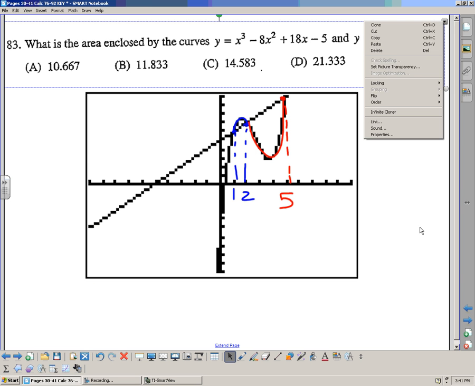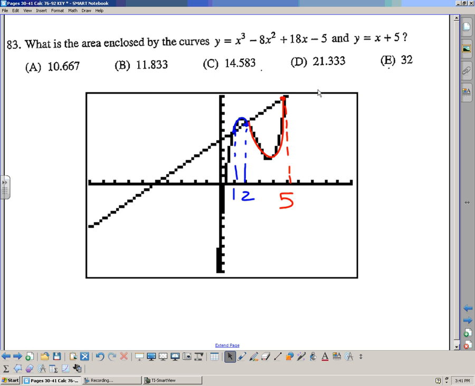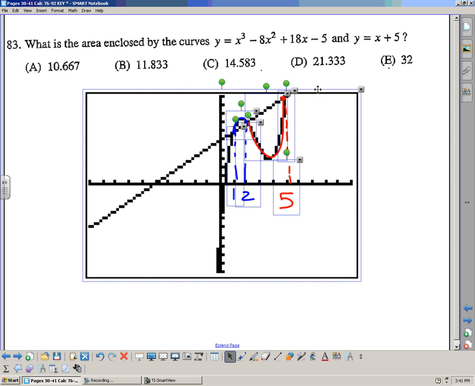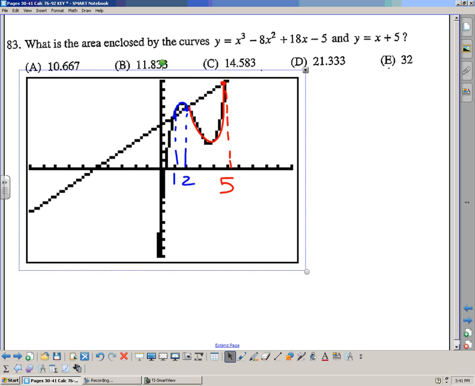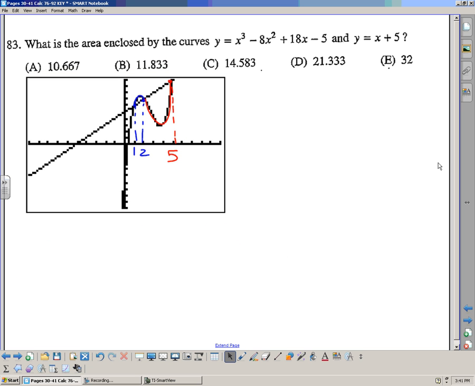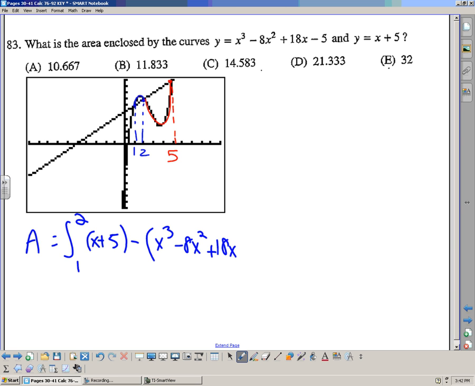Let me just lock this down. Group this all together. Just make it a little smaller. We're going to have two integrals. We have the blue area, which is the integral from 1 to 2. The top this time is x plus 5, minus the bottom, which is x cubed minus 8x squared plus 18x minus 5 dx.